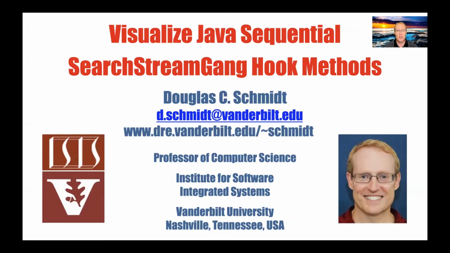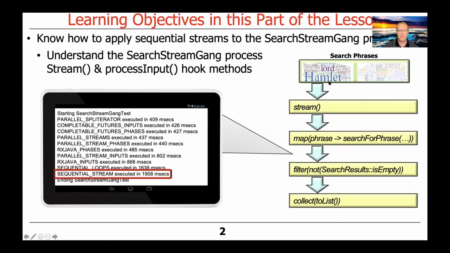So what we're going to do now is start by visualizing various hook methods in the Sequential SearchStreamGang program. If you recall, these hook methods are basically the processStream and processInput hook methods that we talked about earlier. So let's start by giving an overview of where we are in our program. Remember, the SearchStreamGang program has a whole bunch of different implementation strategies that exercise a bunch of different interesting Java sequential, concurrent, and parallel processing strategies.